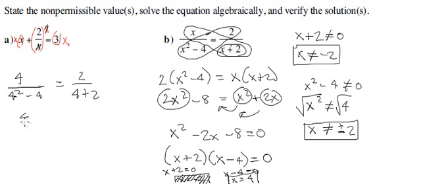Now we clean this up. 4 over 4 squared is 16 minus 4 is 12. And on this side, 4 plus 2 is 6. This fraction, if you divide the top and bottom by 4, it reduces to 1/3. This fraction also reduces to 1/3, so yeah, it works. The solution 4 is valid.